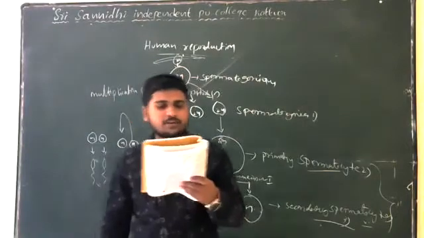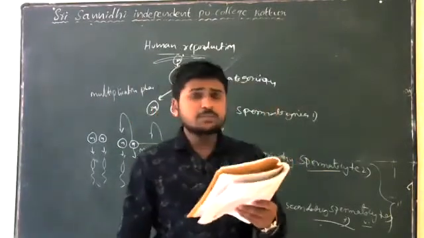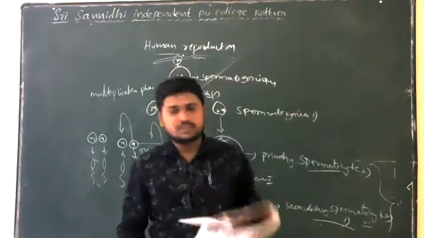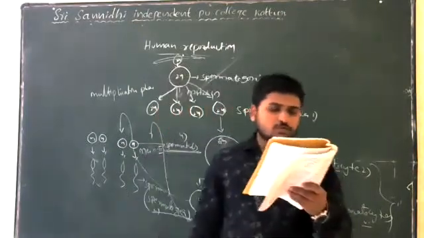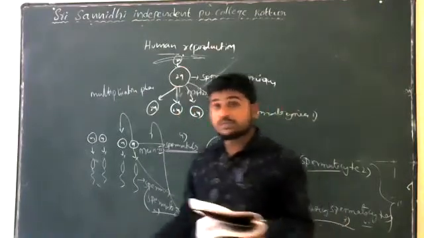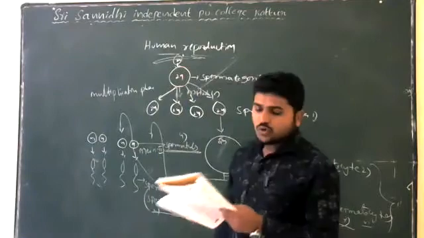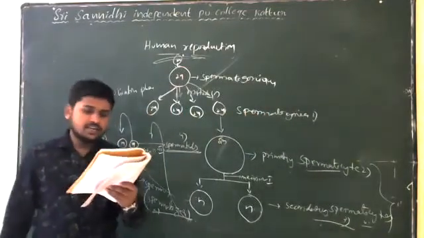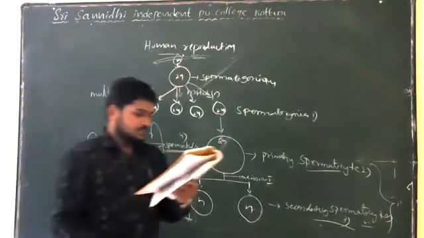Correct sequence. Third one, spermatids directly, so that is the wrong answer. Fourth one is spermatogonia, spermatocyte, spermatozoa; first spermatids comes, so the fourth one is wrong. So the second option is the correct one. Next.